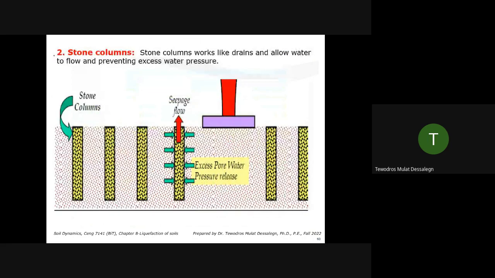Or introduce stone columns. For a stone column, you make a borehole and replace the existing soil with gravel soils. What happens is the nearby water comes to the stone column and you can remove it, because seepage flow occurs. Or even if you don't take it out, during the shaking, because this is a stone column, the water has enough voids to flow out freely. So introduce stone columns.